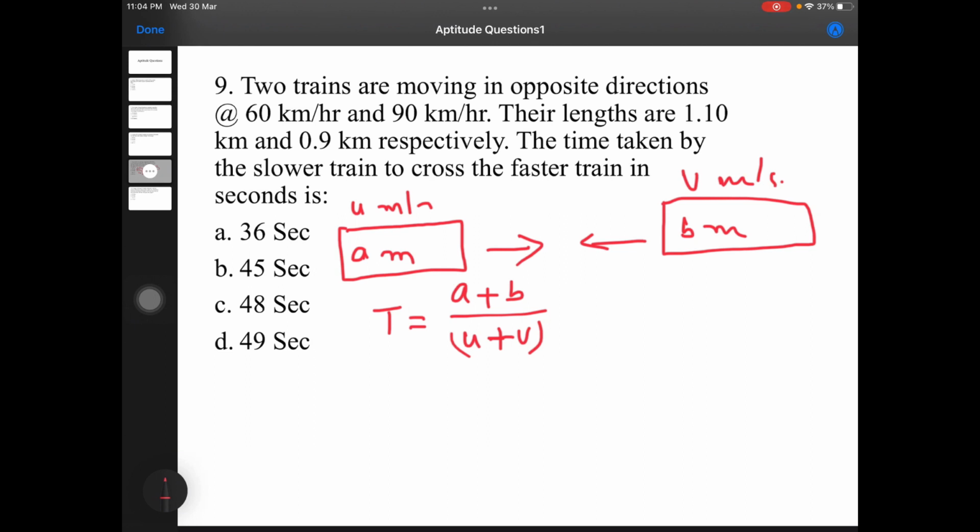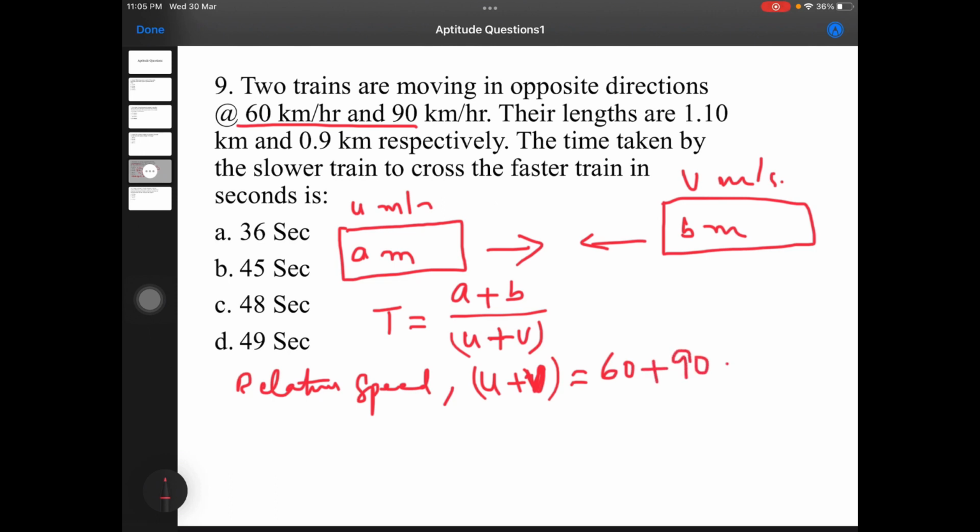So here we have to calculate the relative speed of the train, which is u plus v. We just have to substitute the data. The data is already given. That is the speed of 60 plus 90 km per hour. 60 plus 90 equal to 150 km per hour.